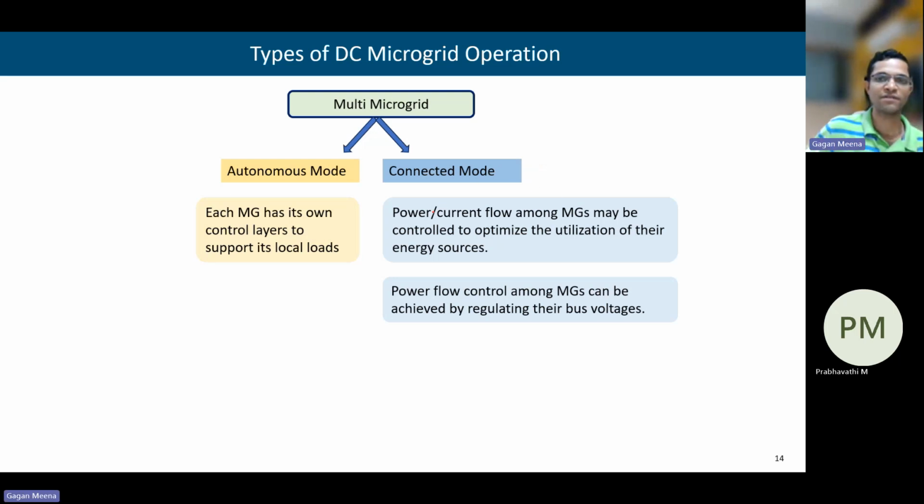In that case, power flow among microgrids may be controlled to optimize the utilization of their energy sources. This can be achieved by regulating their bus voltages. The microgrid with the higher voltage will supply power to the microgrid with the lower voltage. That voltage difference will help in controlling the power flow among the microgrids.